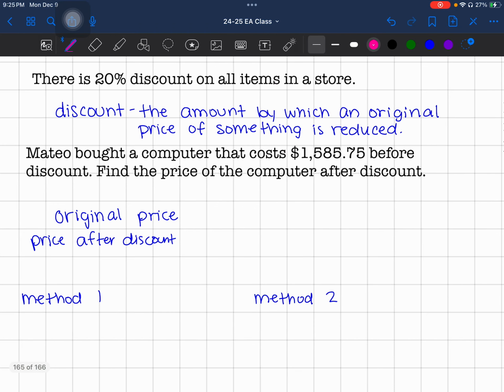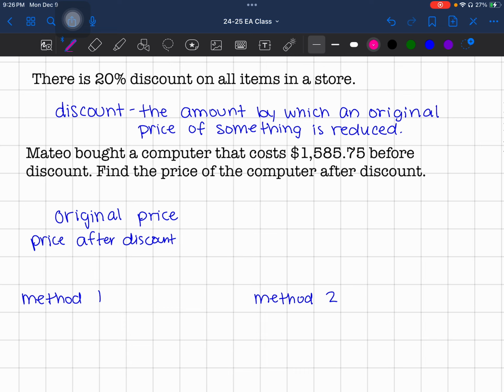Second problem. There is a 20% discount on all items in a store. Remember, discount means the amount by which an original price of something is reduced or decreased. So, Mateo bought a computer that cost $1,585.75 before discount. Find the price of the computer after discount.